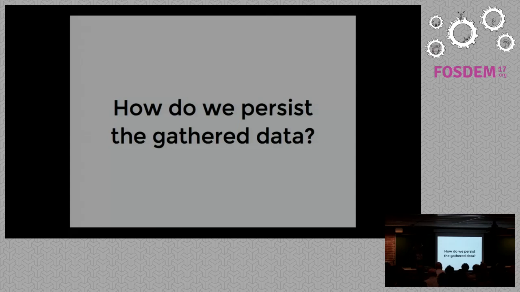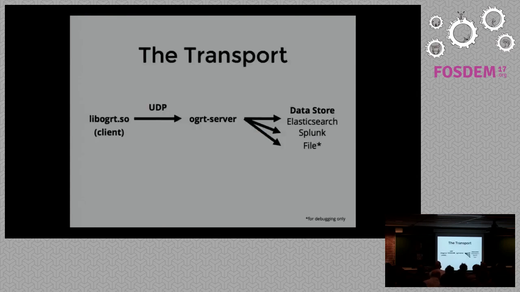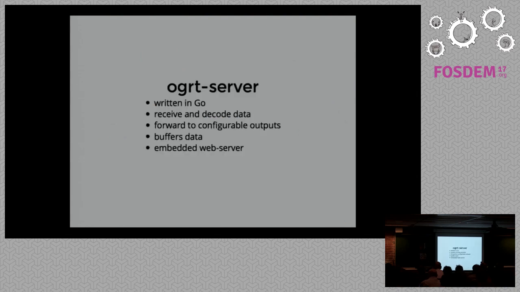And now is the question, that's a lot of data. How do you persist that? How do you make sure that gets somewhere where you can use it? So there is a transport, which is the server. You have libogrt.so, which runs inside your program. It packages up all the data, like environment, shared objects, etc., in a UDP packet that it sends to the server. And the server then sends it to configurable outputs. At the moment, the data stores implemented are Elasticsearch and Splunk. File is also there, but that's for debugging only. So don't use this in production.